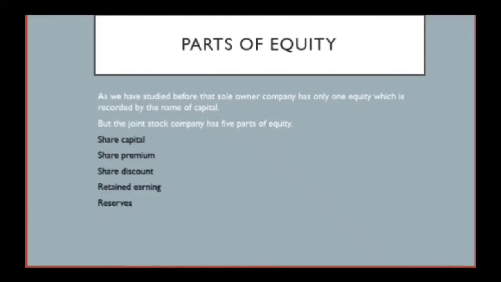The thing which differentiates the joint stock company from the other forms of business is its equity. So how many equities are there in a joint stock company? There are 5 equities, namely share capital, share premium, share discount, retained earning, and reserves. So let us take a look at what these 5 equities are.